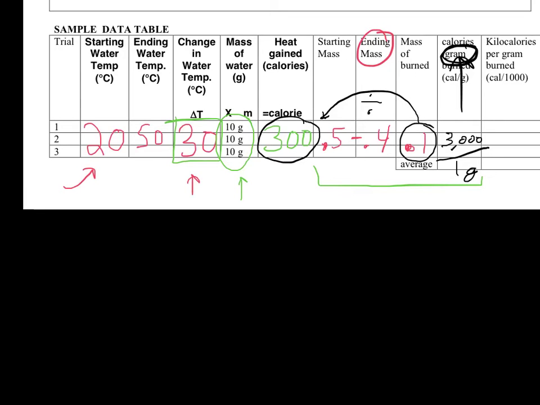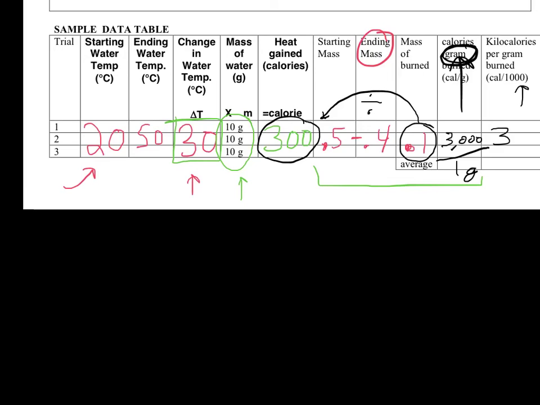How many kilocalories or food calories is that? You just have to move the decimal over 3 places. You divide by 1,000, and you'll know how many food calories per gram. So that's only 3 kilocalories per gram.